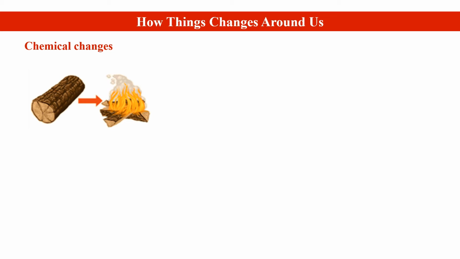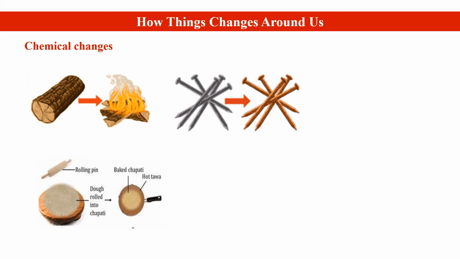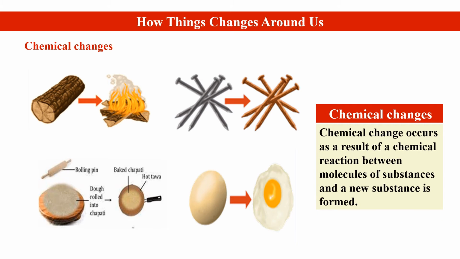Now let us learn about chemical changes. On burning wood, it forms ash. Upon oxidation of iron objects, it forms rust. Once you bake the chapati, the molecules present in them are different, isn't it? From the dough to chapati. And in the same way, if you boil an egg, it forms a different nature of egg. So chemical changes occur as a result of a chemical reaction between molecules of substances. A new substance is formed. So in the case of burning of wood, you are getting a new substance which is nothing but ash.